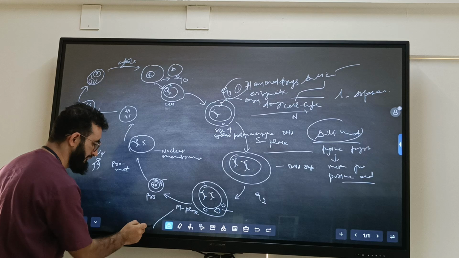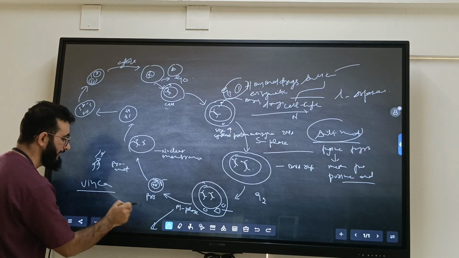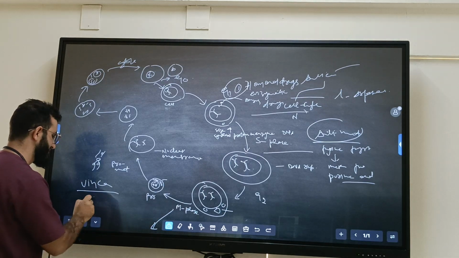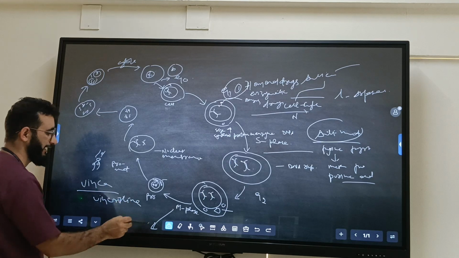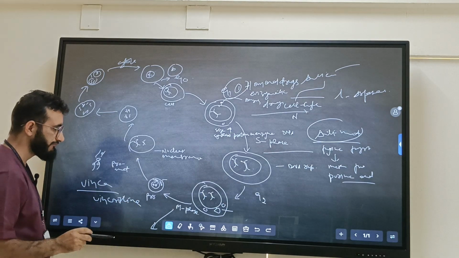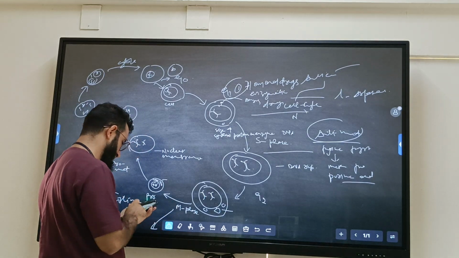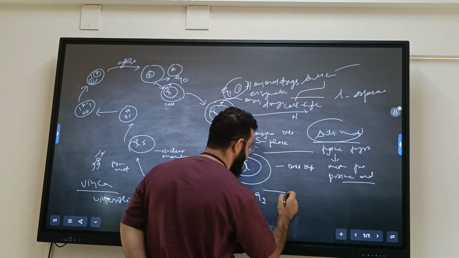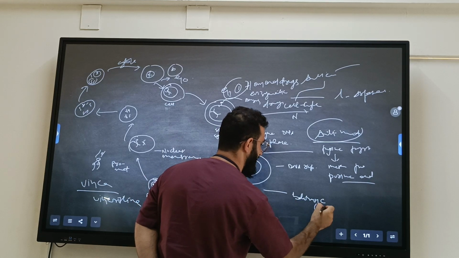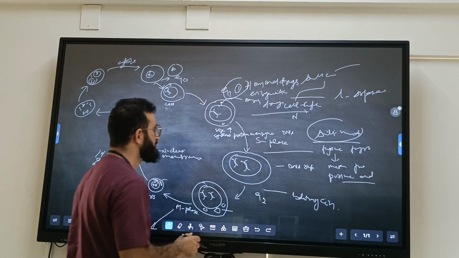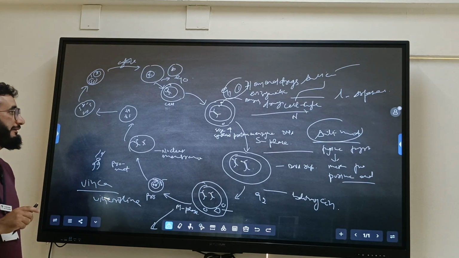In the M phase, a very important drug class, vinca alkaloids like vincristine and vinblastine, will act on the M phase. In the G2 phase, miscellaneous drugs like antibiotics, bleomycin, will act. So this was a brief on the cell cycle and cell cycle specific anti-cancer drugs.